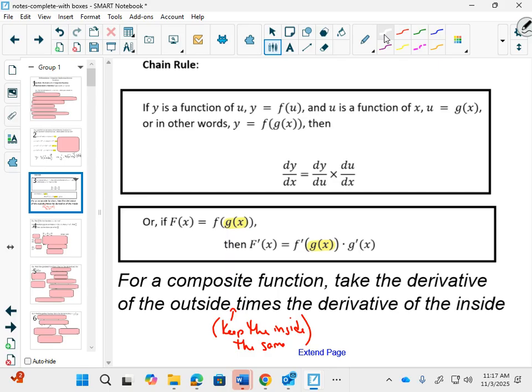Leibniz notation says dy/du is the derivative of the outside function, and having the u on the bottom means keeping the inside the same, multiplied by the derivative of the inside function. So the Leibniz notation is a little bit trickier to see it. I find that the second notation helps you see it a little bit better.